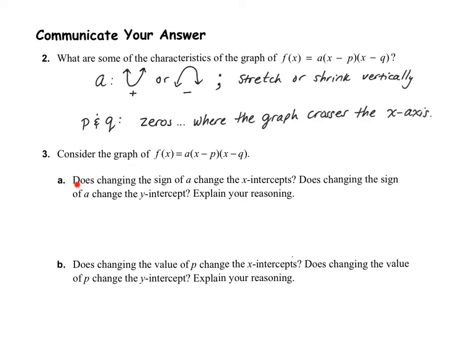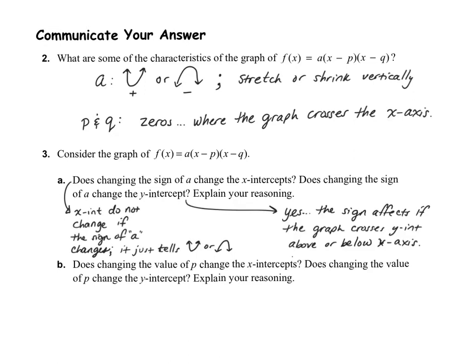Okay, next question. Does changing the sign of a change the x-intercepts? And the answer for that is no. The x-intercepts do not change. The only thing that happens if a changes its sign is that it opens up or opens down. And the next question, does changing the sign of a change the y-intercept? And the answer to that would be yes, because the y-intercept will either be above the x-axis or below the x-axis.